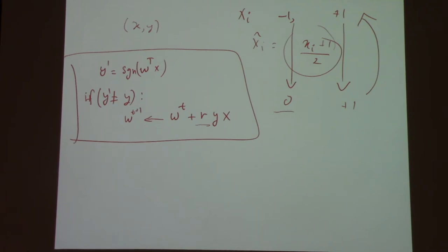As a data structure, you can have just a map that only stores the non-zero values, and this saves you some effort. So having zeros is often the standard thing. Other questions? So this is the perceptron algorithm. There are many variants of this, and we'll see a few of them.